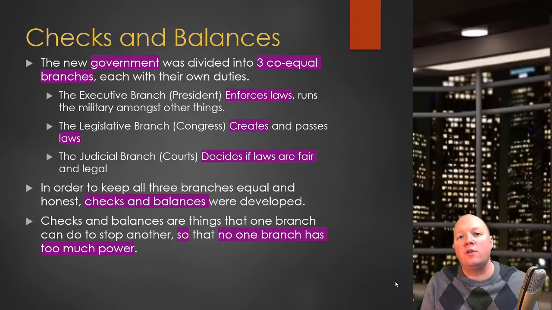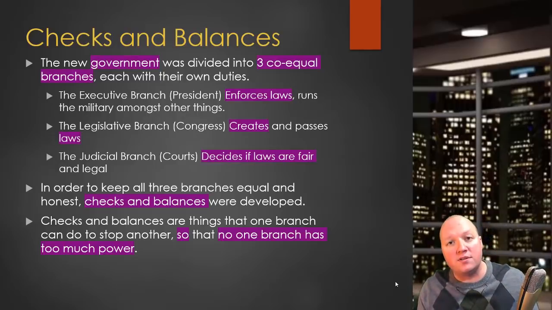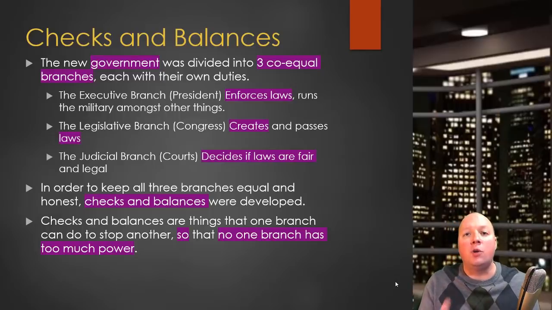So what you want to do is keep all three of these branches equally powerful, and none of them more powerful than the other. So you have to have three branches that are co-equal. That's what checks and balances are. Checks and balances are the things that one branch of government can do to stop one of the other ones from doing something wrong or having too much power. So you don't want the president to have too much power, you don't want the Congress to have too much power, and you don't want the courts to have too much power. So each of them can watch the other.